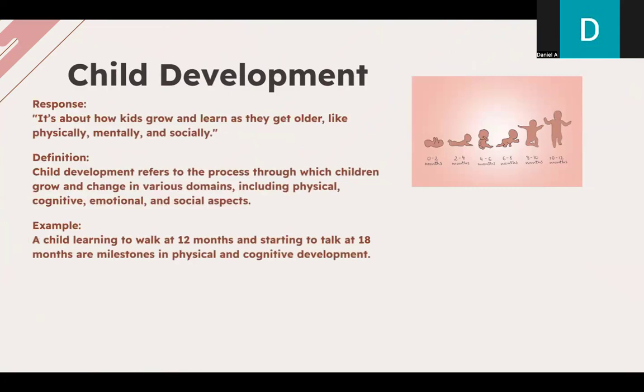One responder said it's about how kids grow and learn as they get older, like physically, mentally, and socially. Yeah, that is correct, mostly. So the definition is that child development refers to the process through which children grow and change in various domains, including physical, cognitive, emotional, and social aspects. An example is a child learning to walk at 12 months and starting to talk at 18 months, which are milestones in the physical and cognitive development of a child. And I include this fun little image right here. And that's self-explanatory.